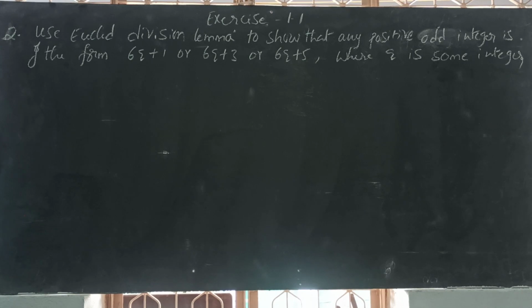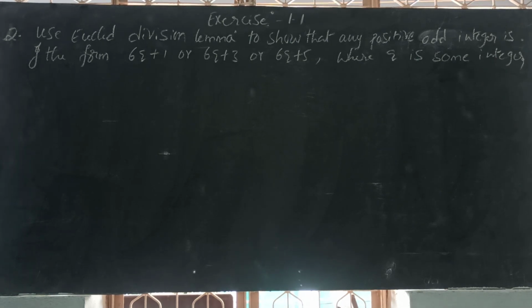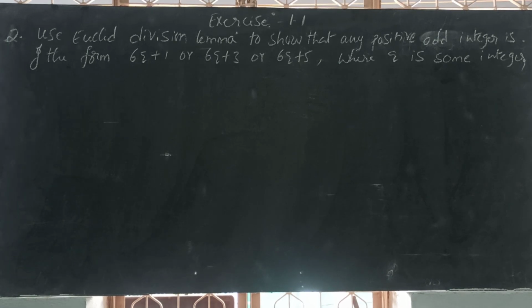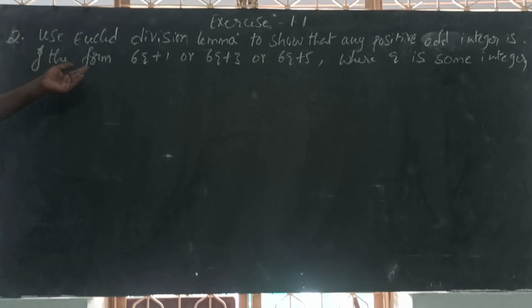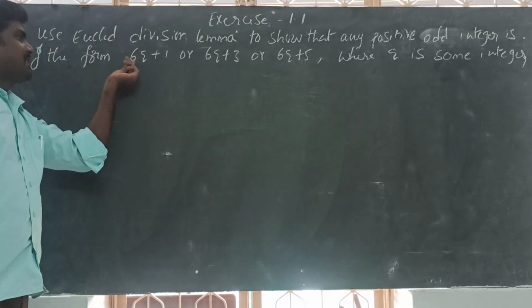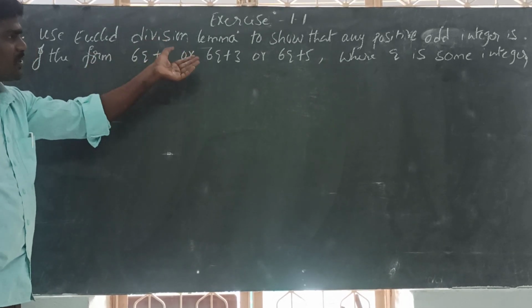Second one: use Euclid division lemma to show that any positive odd integer is of the form 6q plus 1 or 6q plus 3 or 6q plus 5, where q is some integer. An odd integer is a number which, when divided by 2, leaves remainder 1. But here the divisor given is 6: 6q plus 1, that is 6 into q plus 1. We can show that the number is odd.